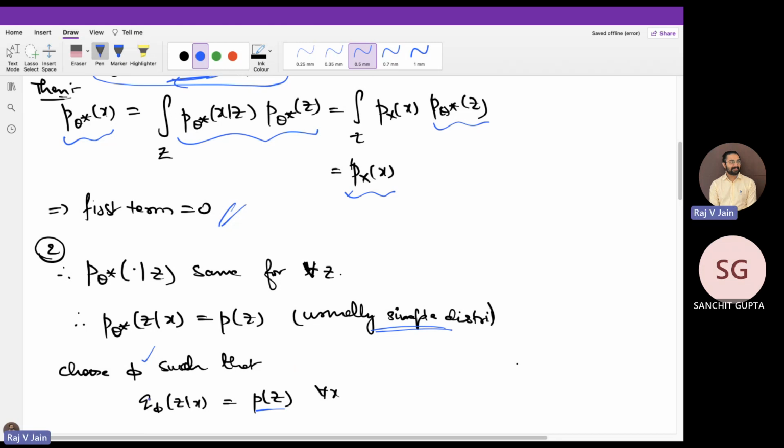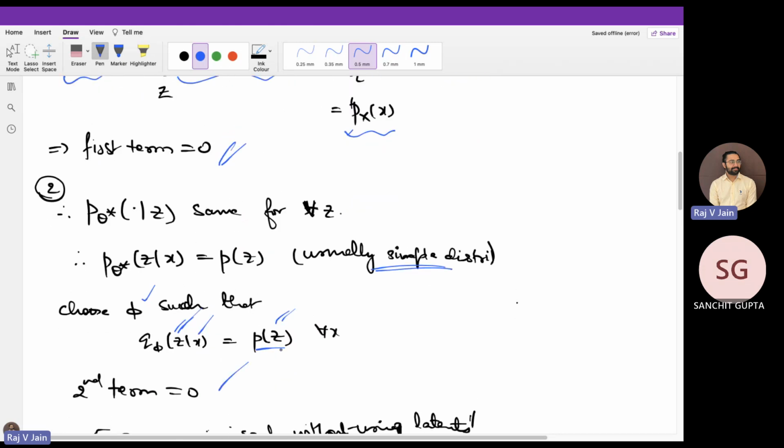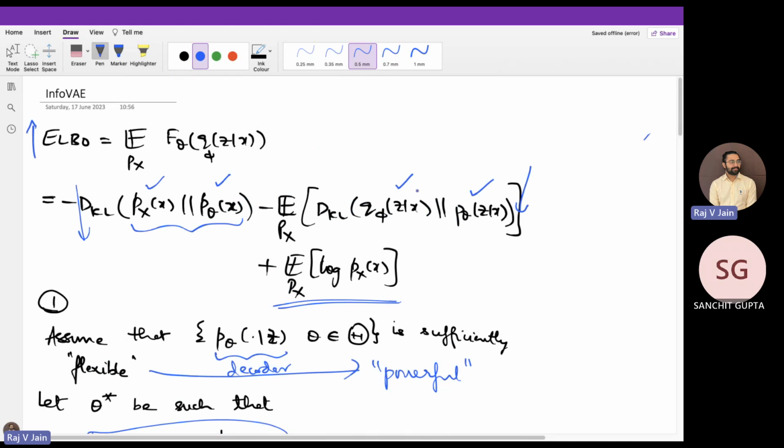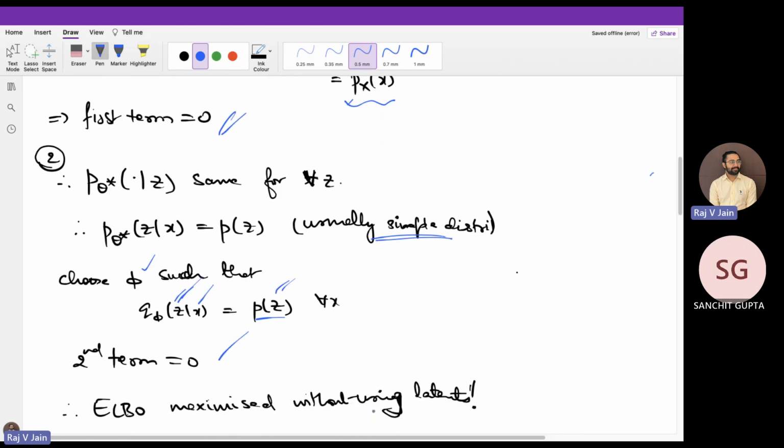So for example, let's say you want to model a distribution. What I can do is set these phi parameters such that it ignores whatever x gives me and just keeps giving me data in terms of a Gaussian distribution. I can do that using parameters phi. If I do that, the second term also goes to 0. So what has happened? This term goes to 0, which means you have achieved the maximum possible ELBO, and we have achieved that without using any latents.